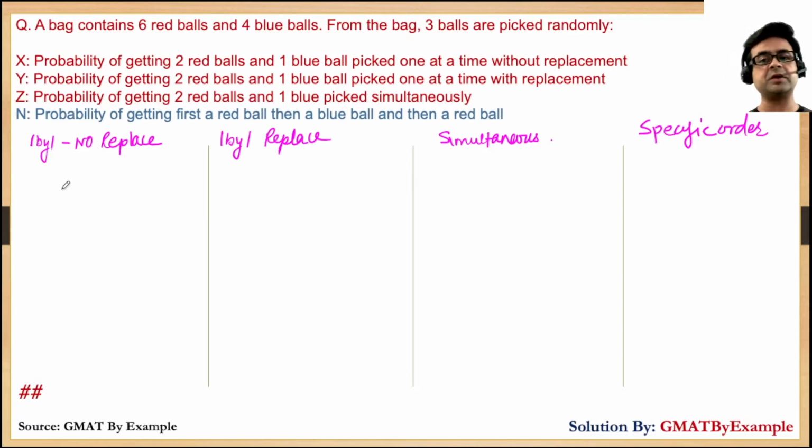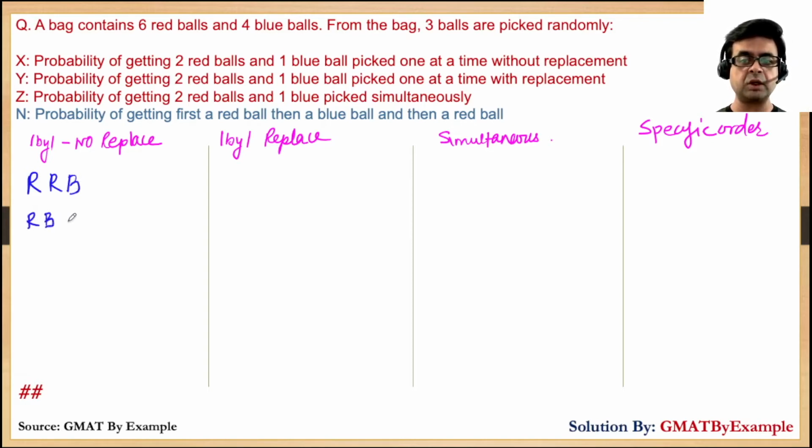All right, so we all understand what picking one by one without replacement means. Now, how could we pick two red balls and one blue ball without replacement? Let's think about the order first. We could pick out one red ball, another red ball, and then a blue ball. We could pick out one red ball, one blue ball, and one red ball. Or we could have picked one blue ball first, another red ball, and another red ball. All of these three would fall under the fact that we want two red balls and one blue ball.